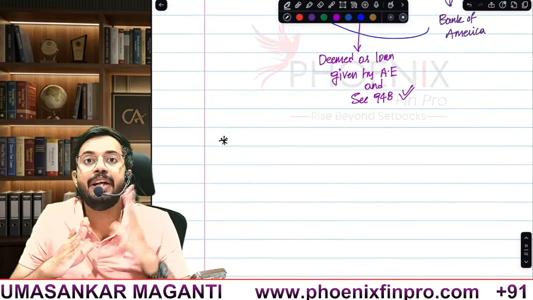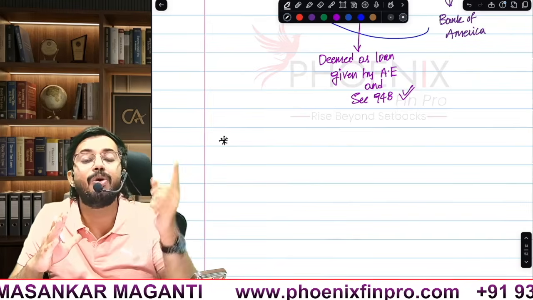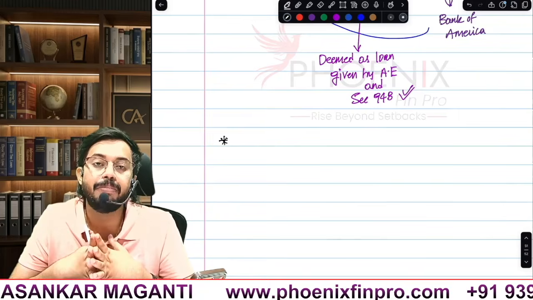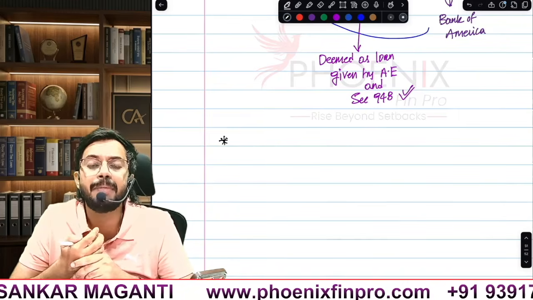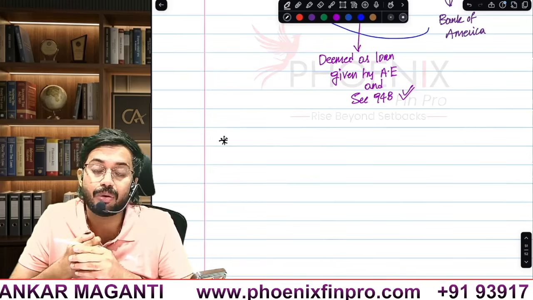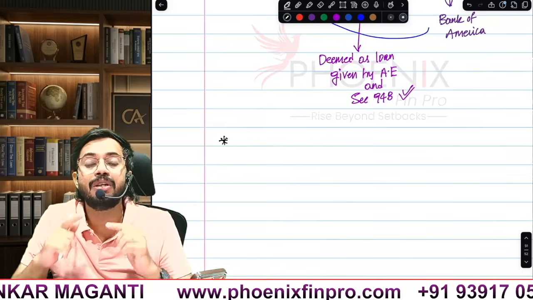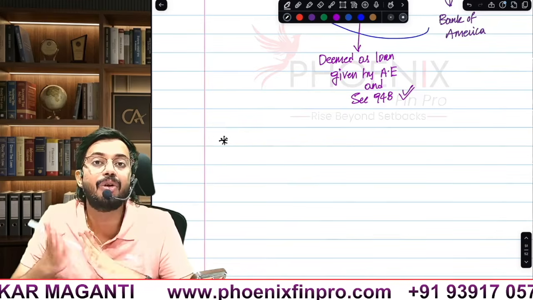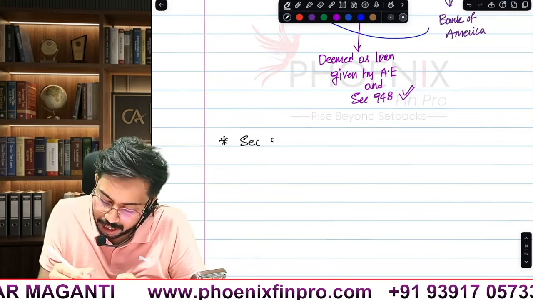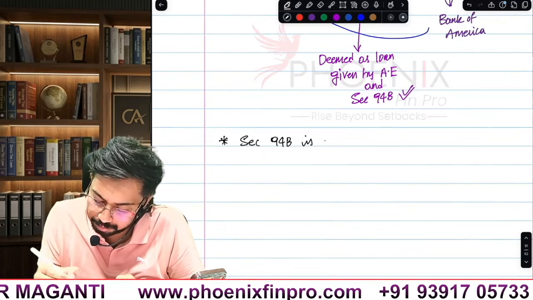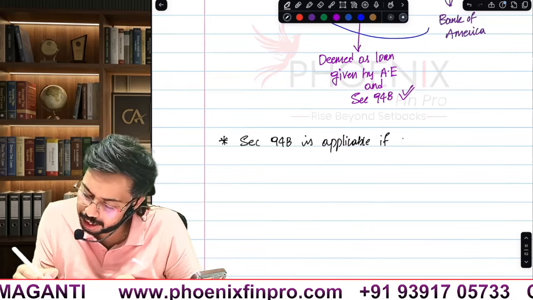Again, only if interest paid to the associated enterprise is more than 1 crore, then only section 94B is applicable, just like secondary adjustment. Secondary adjustment is applicable only if the primary adjustment is more than 1 crore. Here also, section 94B is applicable only if interest paid to the associated enterprise is more than 1 crore in a financial year.